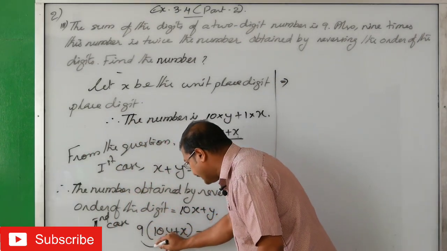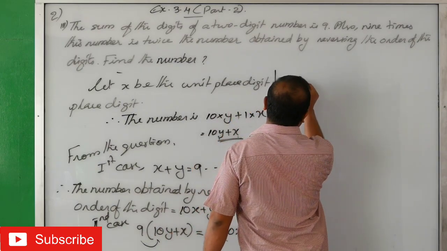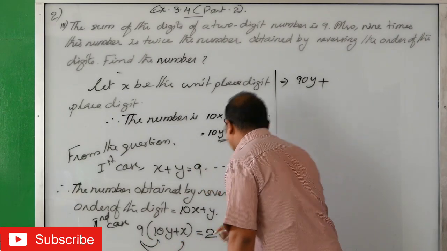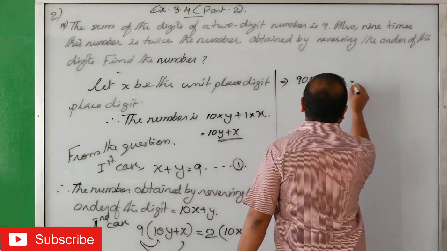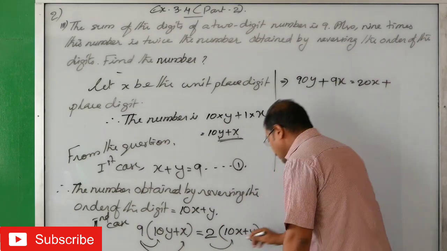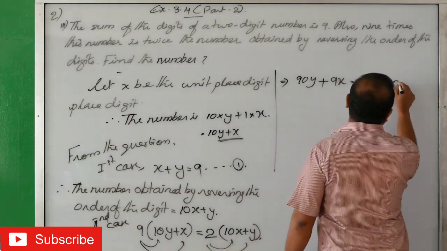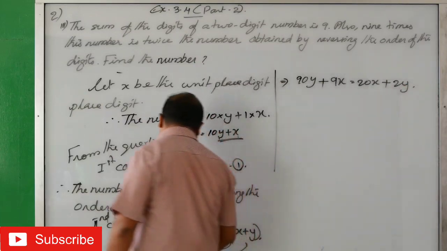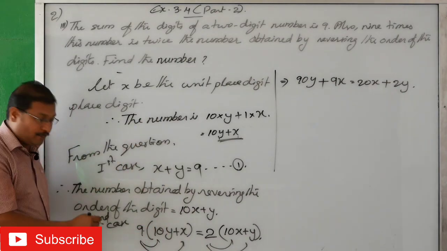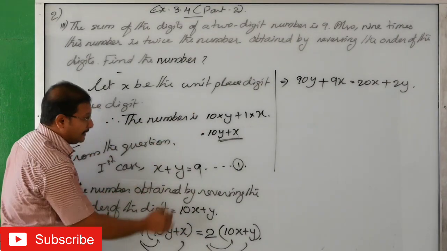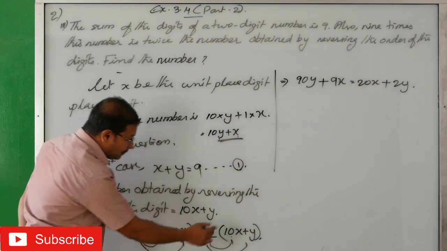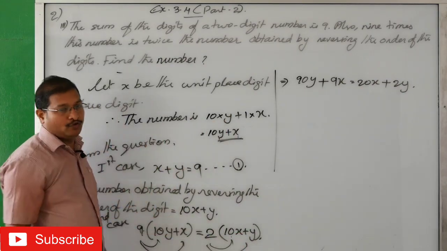We will open the bracket with 9. 9 into 10y, 90y, plus 9 into x, that is 9x, equals 2 into 10x, that is 20x, plus 2 into y, 2y. See what we've done here? We are opening the bracket.